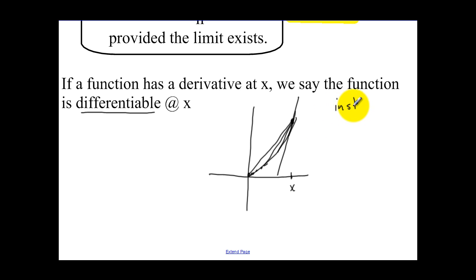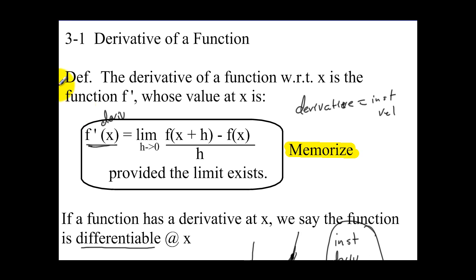So if you hear instantaneous velocity, derivative, or slope of the tangent line, those all mean the exact same thing. It's this process. It's the limit as h approaches 0 of f of x plus h minus f of x over h. And then we'll have to do some algebra to reduce this to finally take the limit. Now, you need to memorize this. You need to memorize this formula for derivative, for instantaneous velocity, for slope of the tangent line. It all means the exact same thing.